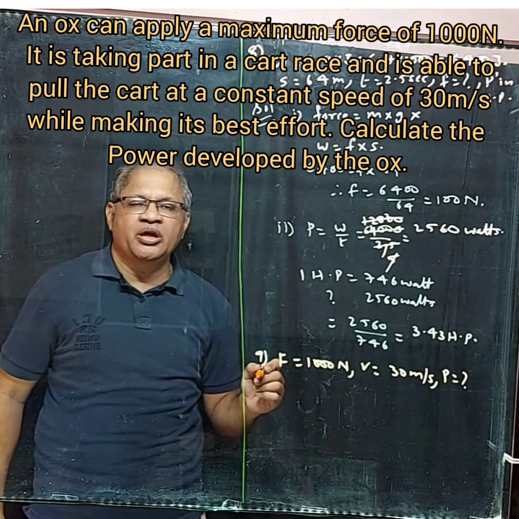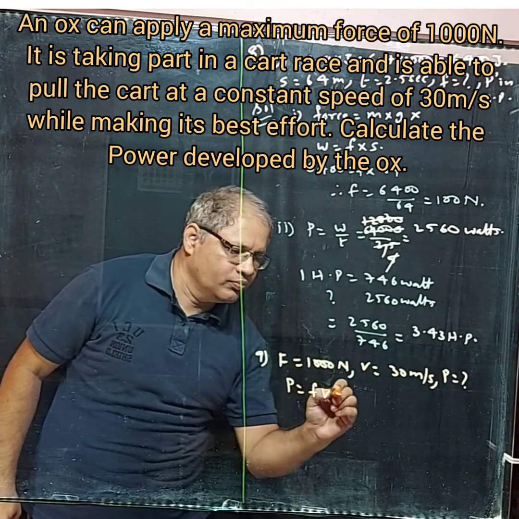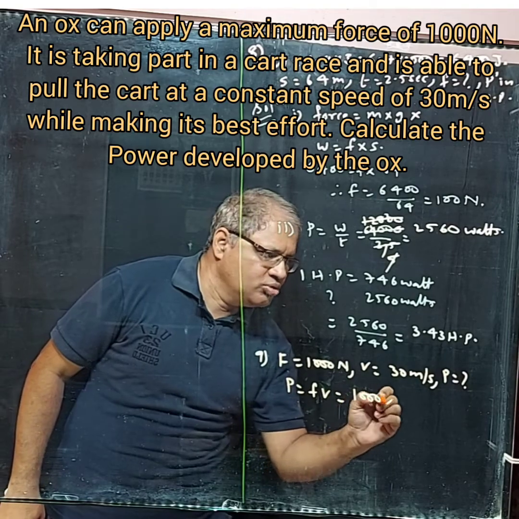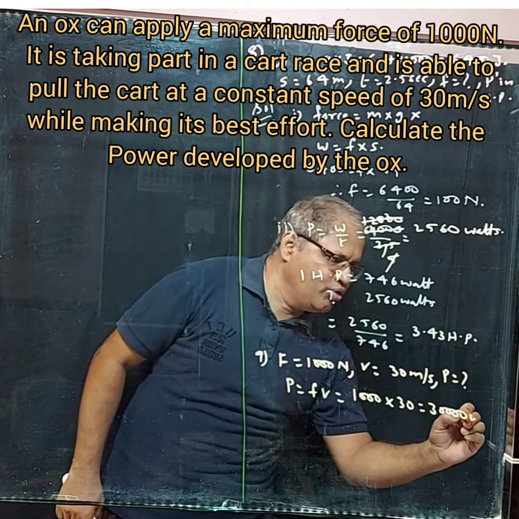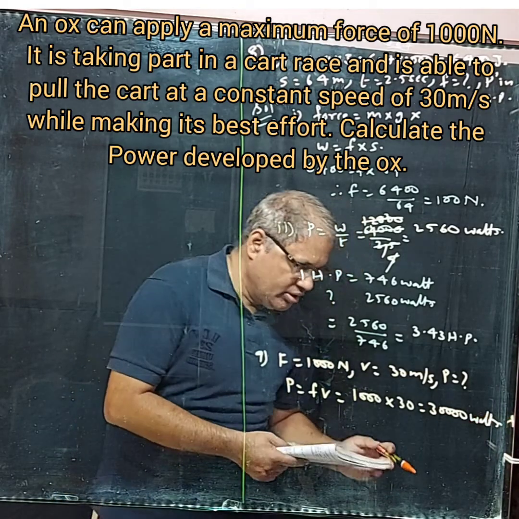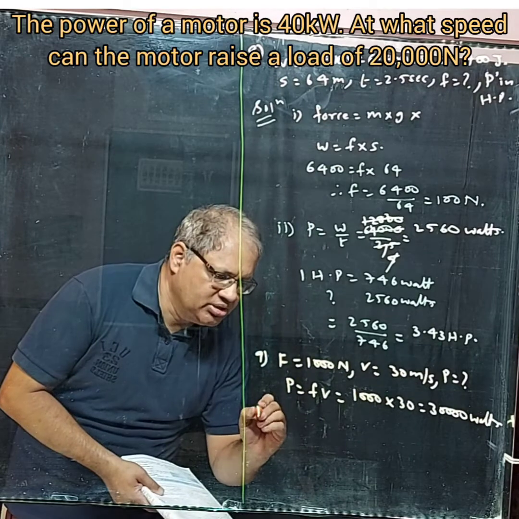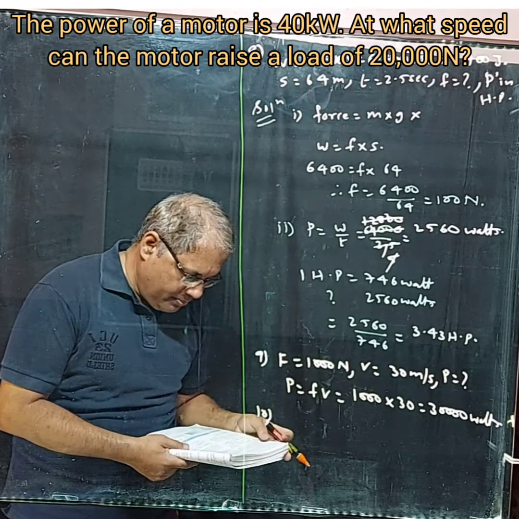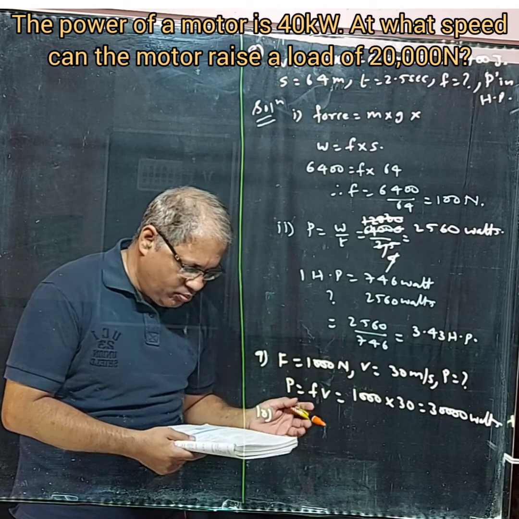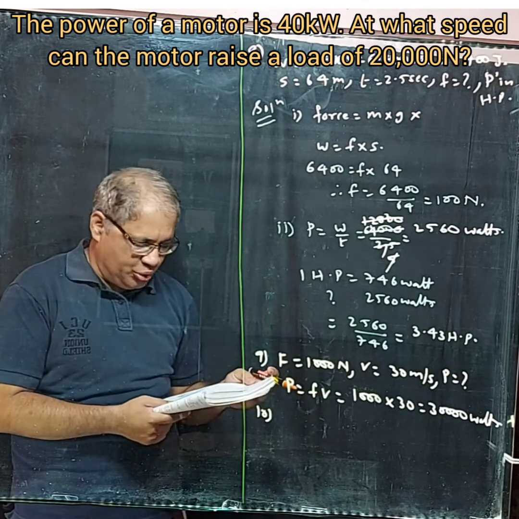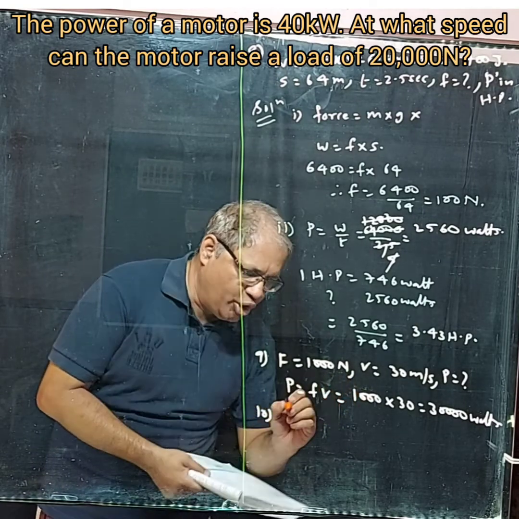So you know the formula for power. Power is equal to Fv. Force is 1000, velocity is 30. 30,000 watts. That's the answer. Or 30 kilowatt. 10th sum. The power of a motor is 40 kilowatt. At what speed can the motor raise a load of 20,000 Newton? So power is 40 kilowatt, that is 40,000 watt.